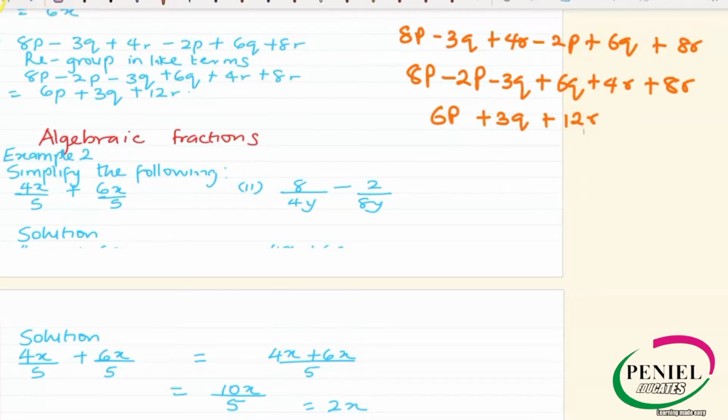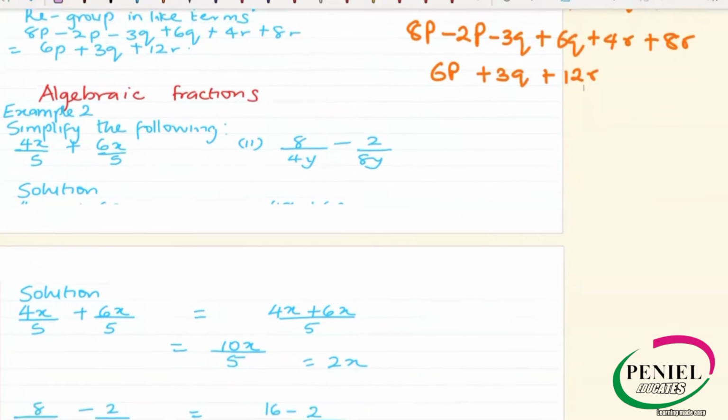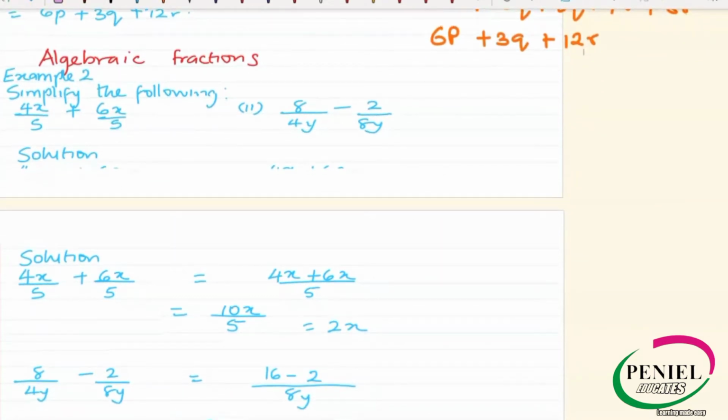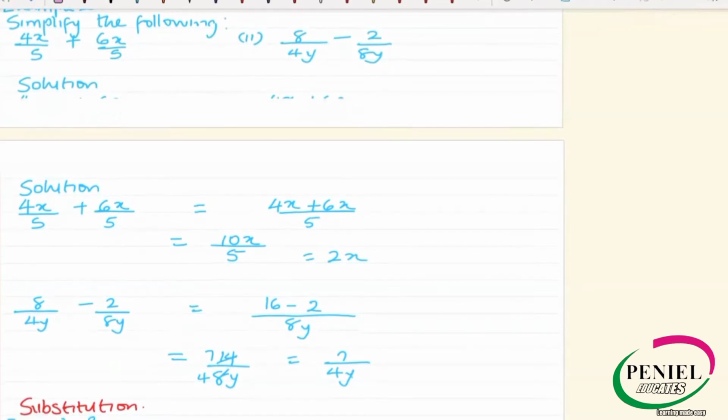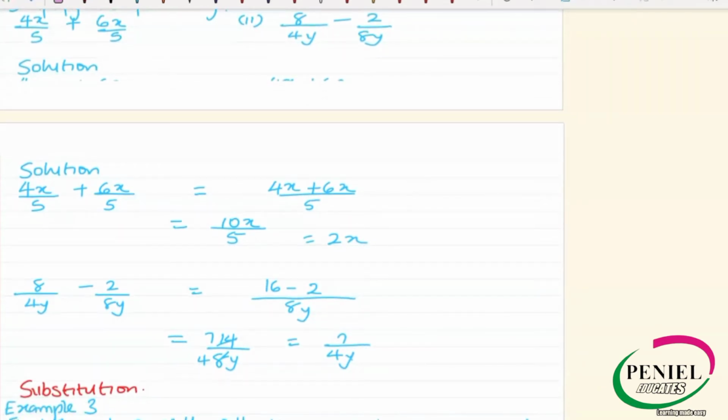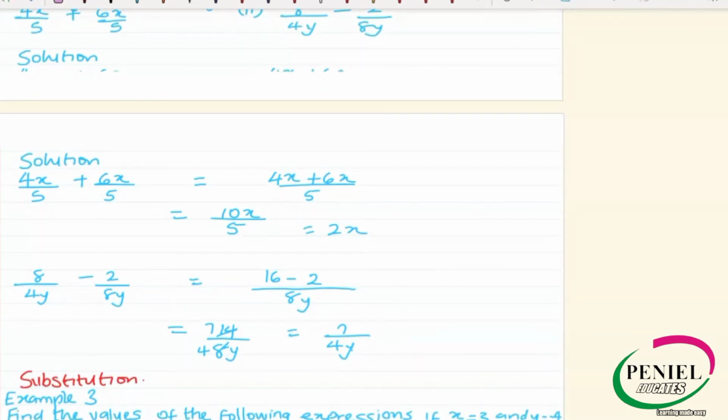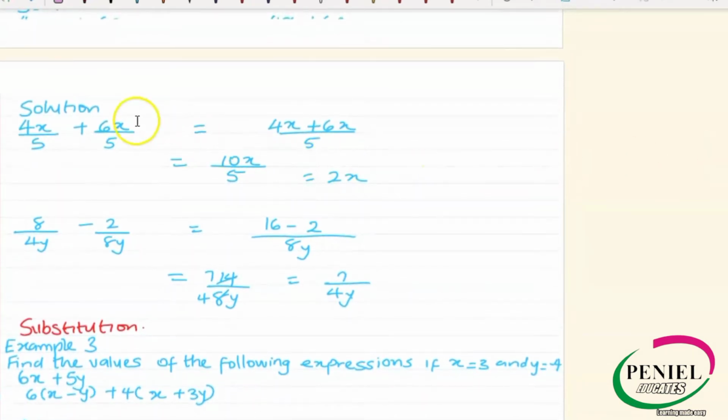All right, so let us look further at how to simplify algebraic fractions. If you want to simplify an algebraic fraction, we just need to find the common denominator, known as the LCM, and multiply the fractions by it. For example, let us look at 4x over 5 plus 6x over 5.